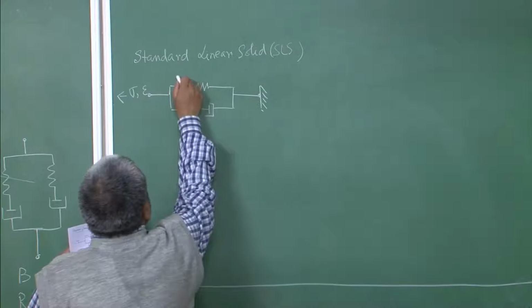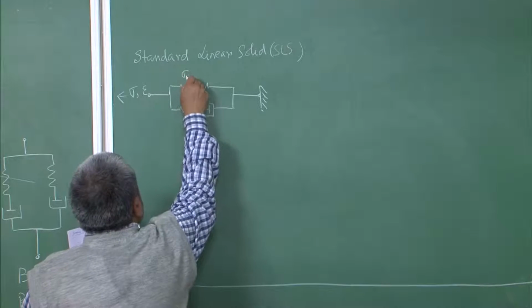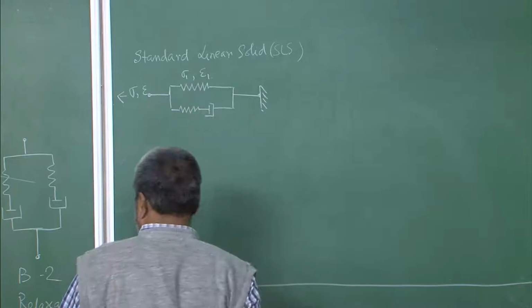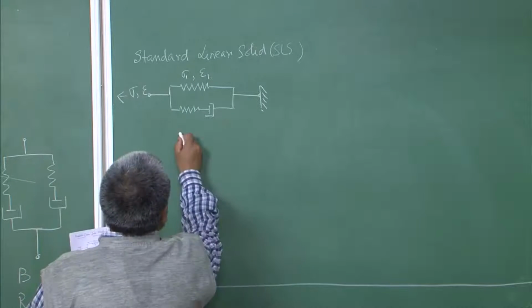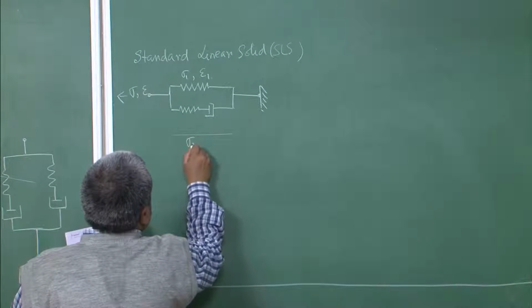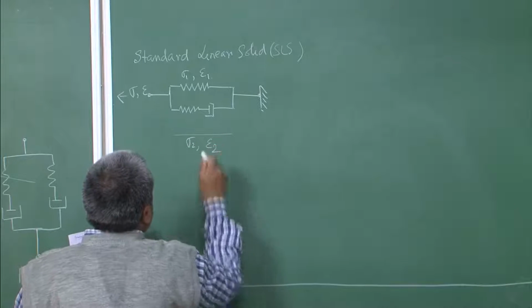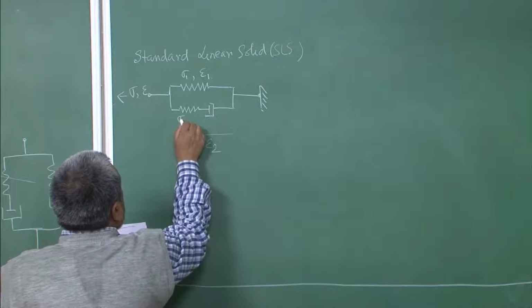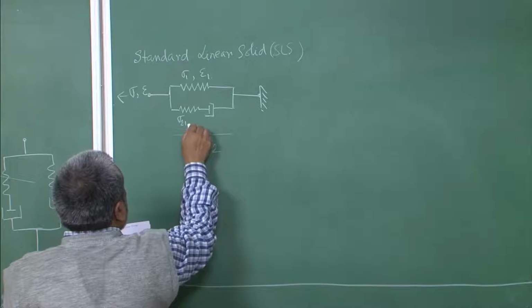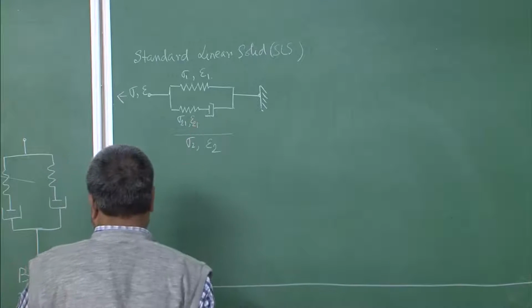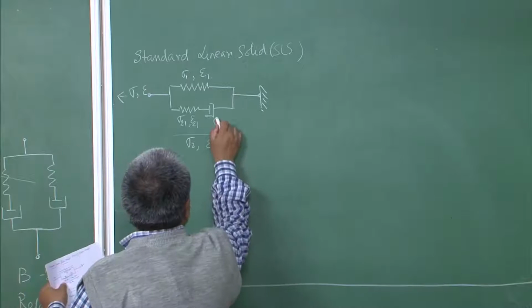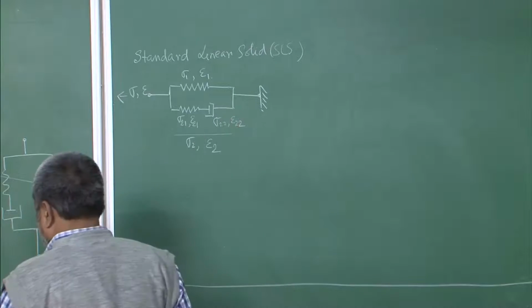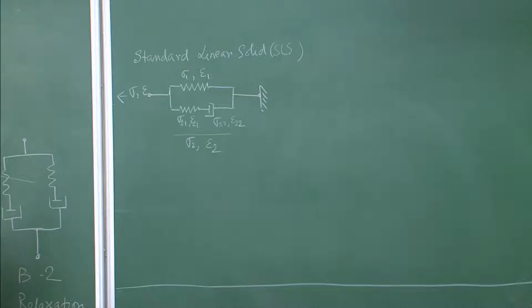The stress is going to be divided into 2 parts. One is this part, say here the stress is sigma 1, strain is epsilon 1, and here overall the stress is sigma 2 and epsilon 2, but it is divided into 2 parts here. So, in this case, let us call it sigma 2 1, epsilon 2 1, and let us call the stress here as sigma 2 2 and epsilon 2 2. So, thus we have defined all the basic parameters.